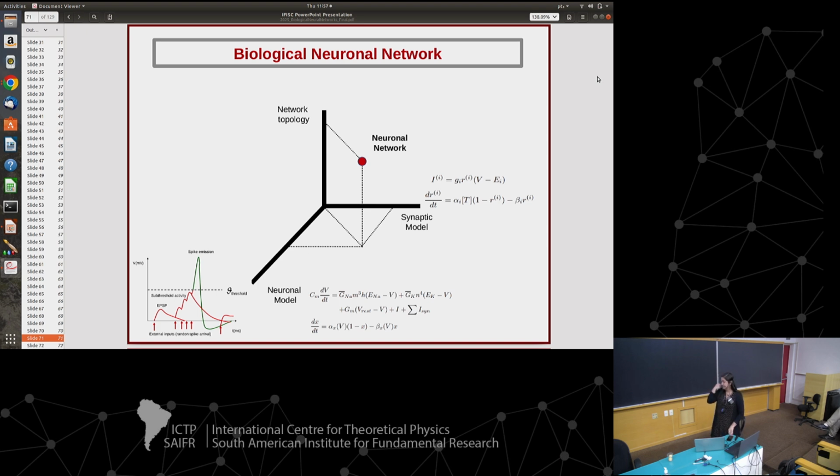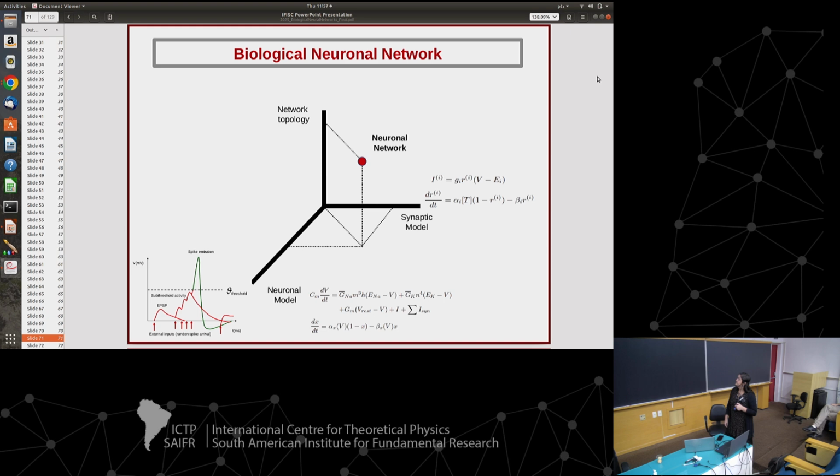In case you don't remember anything, I have this small resume. We were trying to define biological neuronal networks in order to replicate electrophysiological data from the brain, like brain signals, and try to understand cognitive behavior and different tasks. And I've spent a lot of time talking about neuronal models.